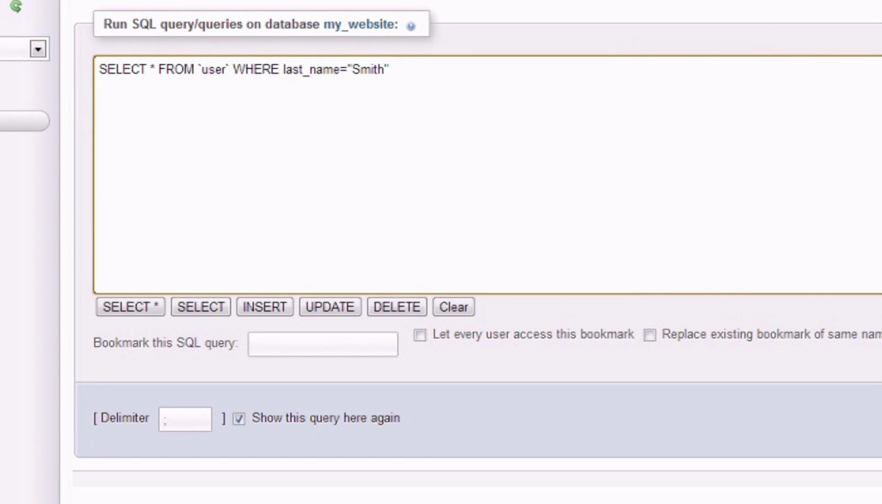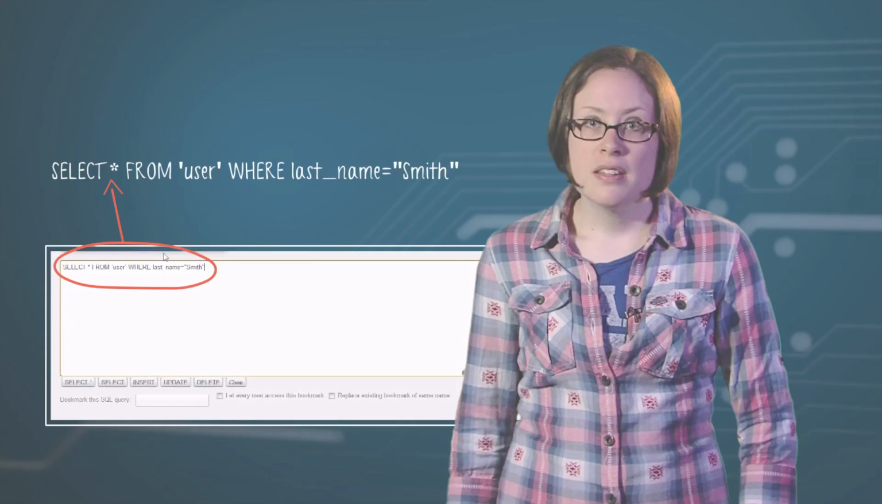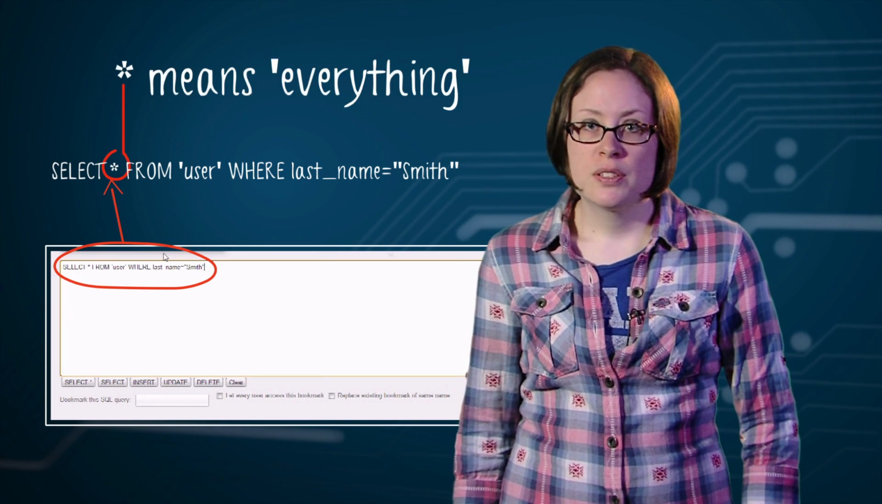I'm sure that you can guess that the query will bring up all of the records for people whose last name is Smith. The star means everything. In other words, all of the attributes. We'll have a look at some more advanced queries in the next video.